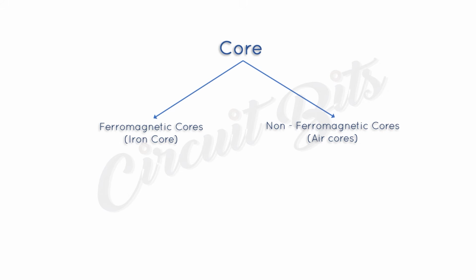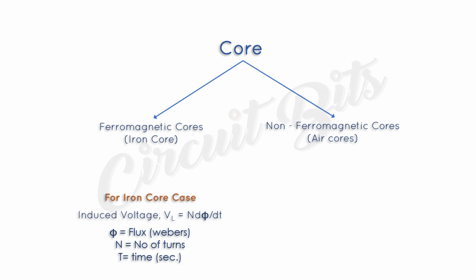Cores can be classified into two: ferromagnetic cores, also called iron cores, and non-ferromagnetic cores, also called air cores, because they have the same permeability as air. For the iron core, induced voltage is N dφ/dt, where φ equals flux and is measured in Webers, N equals number of turns, and t is equal to time in seconds.